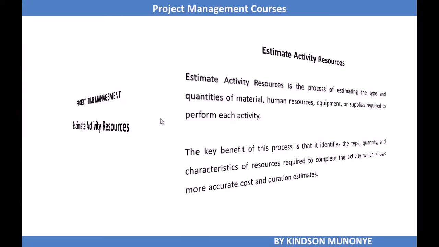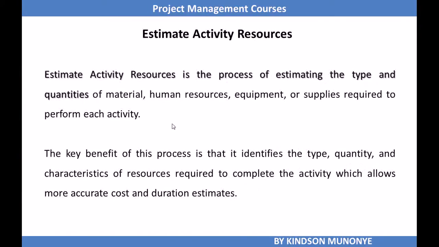So what is estimate activity resources all about? Estimate activity resources is the process of estimating the time, the type and quantities of materials, human resources, equipment or supplies required to perform each activity. Remember that in the define activities process we took the work breakdown structure and broke them down into activities, and now you have to determine the amount of materials and the equipment required to perform these activities.